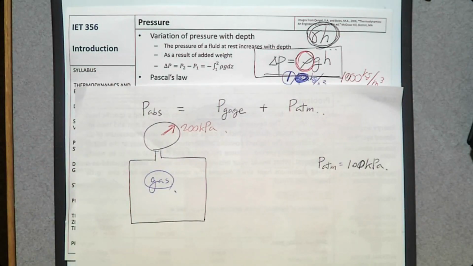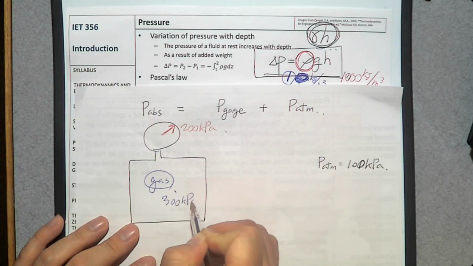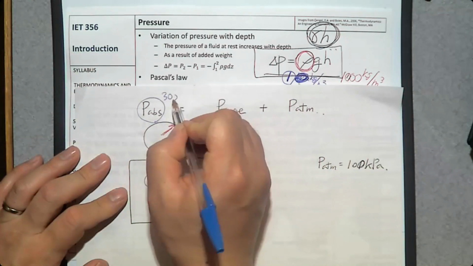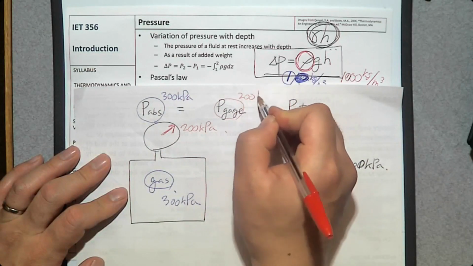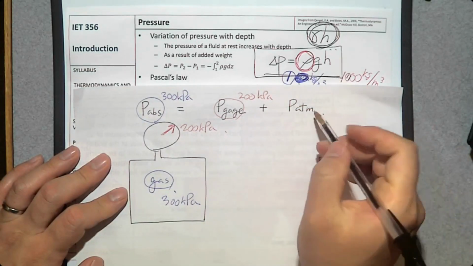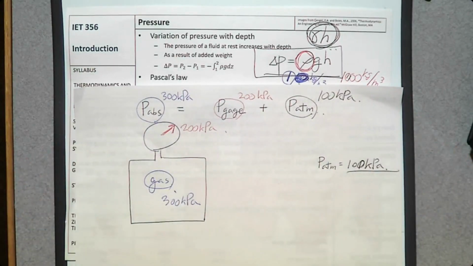Because you read 200, that one is gauge pressure. So the absolute pressure of the gas inside is going to be 300 kilopascal. So this one is 300 kilopascal, gauge pressure is 200 kilopascal, and atmospheric pressure is 100 kilopascal.